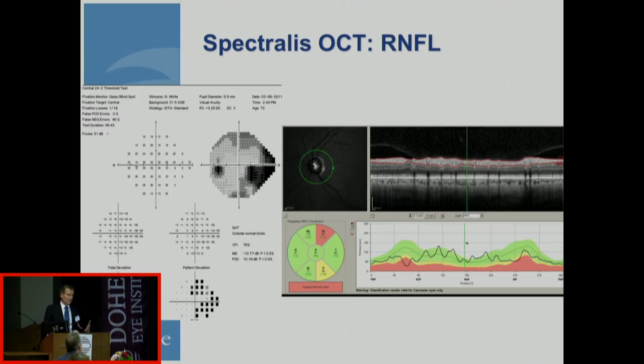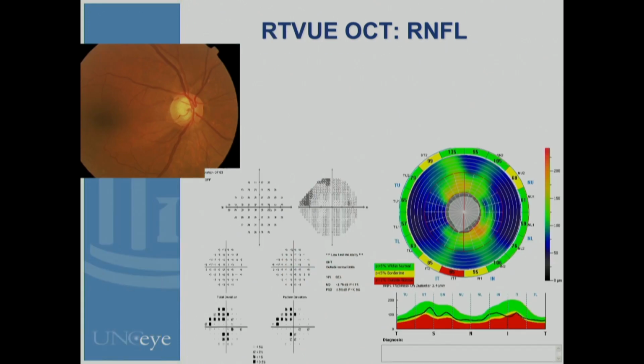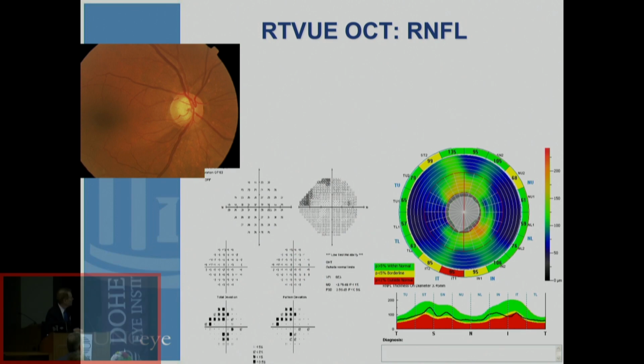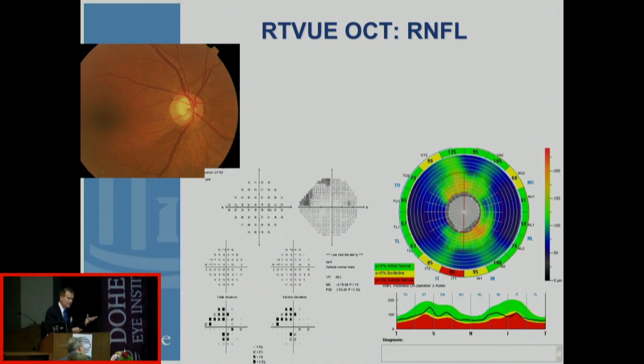The manufacturers fortunately use the same color convention. Perhaps different areas are represented, but this is Spectralis OCT showing a red sector instead of a clock hour, and the rest of it green. And here's the TSNIT plot for Spectralis. And then RTVue, again, you're getting the same information, but just displayed differently.